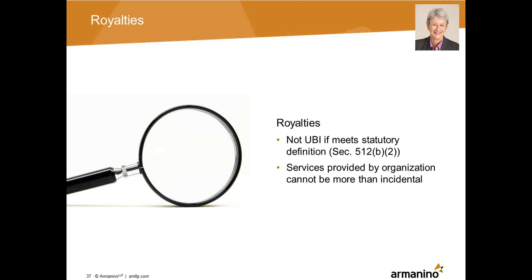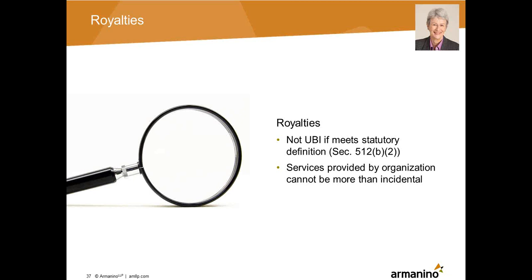Royalties. So when you're structuring your contract for royalties, remember that royalty income will not be unrelated business income as long as you meet the statutory definition of a royalty. And that's going to be the payment for the use of your name, which is a really good example. But when you start engaging in activities and start going into business with the person that's paying you the royalty, that can cause you to fall out of that royalty exception.